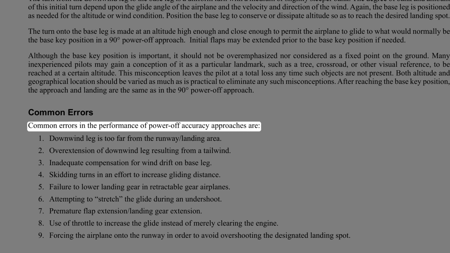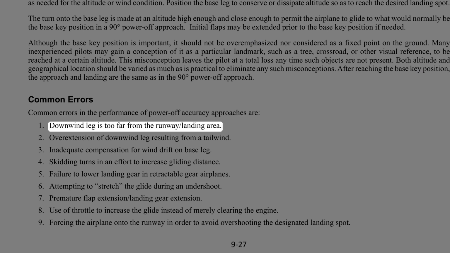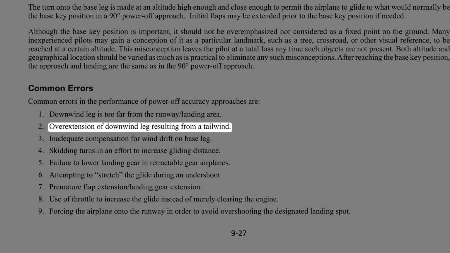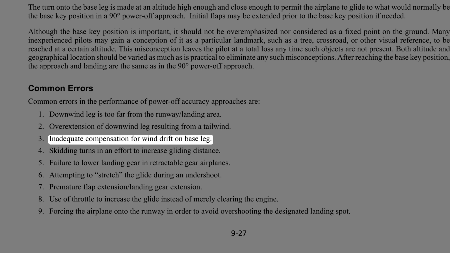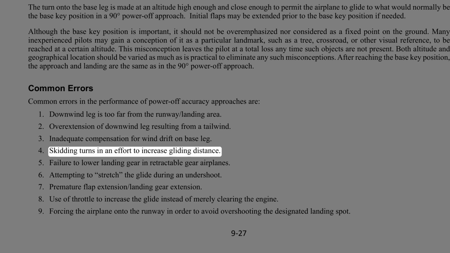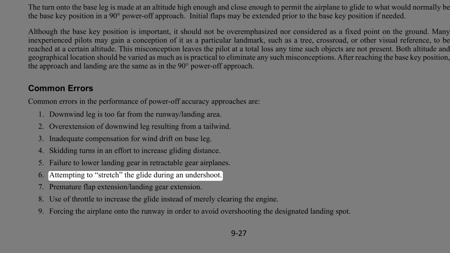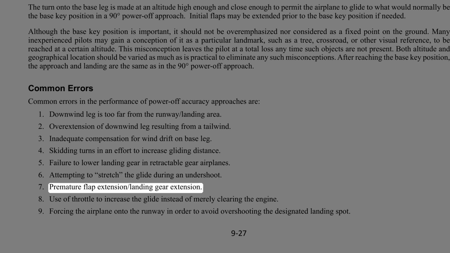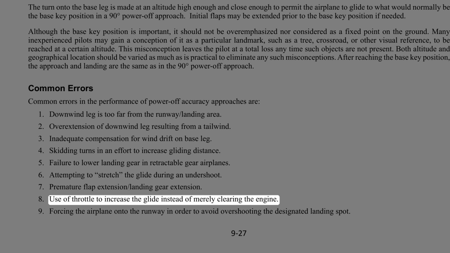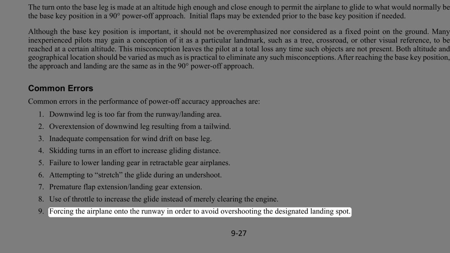Common errors. Common errors in the performance of power-off accuracy approaches are: downwind leg is too far from the runway landing area, overextension of downwind leg resulting from a tailwind, inadequate compensation for wind drift on base leg, skidding turns in an effort to increase gliding distance, failure to lower landing gear in retractable gear airplanes, attempting to stretch the glide during an undershoot, premature flap extension or landing gear extension, use of throttle to increase the glide instead of merely clearing the engine, and forcing the airplane onto the runway in order to avoid overshooting the designated landing spot.